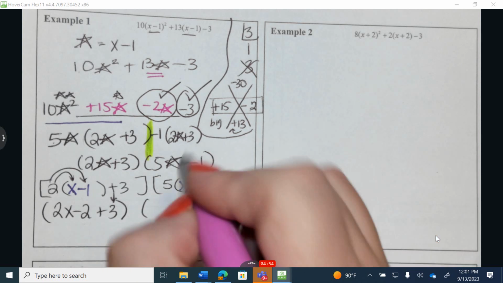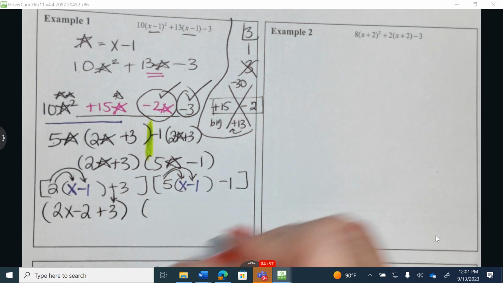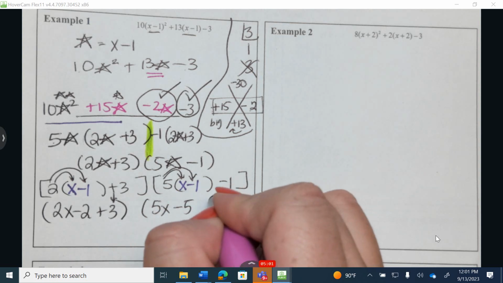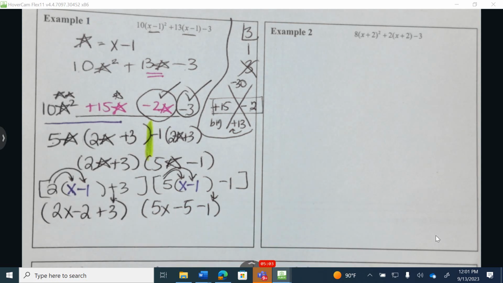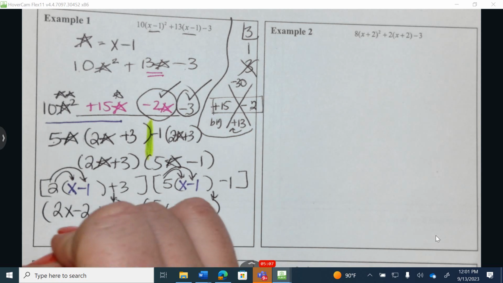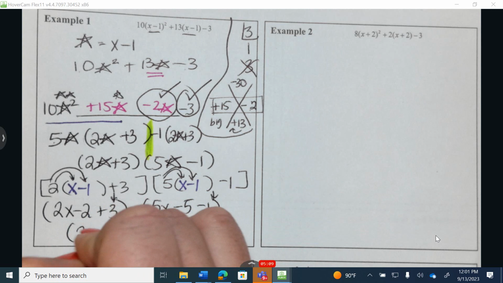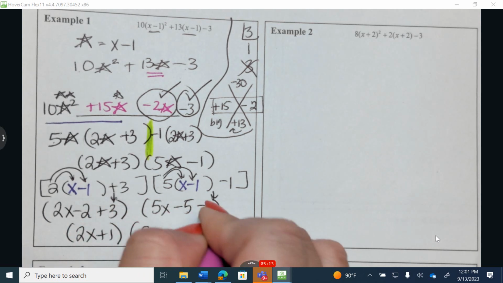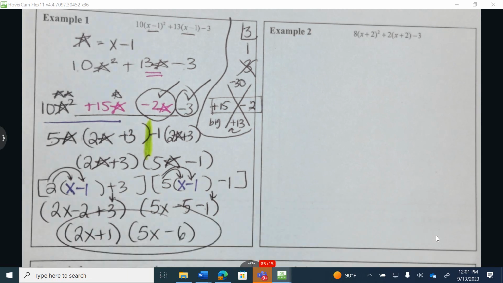I'm going to do the second parenthesis. I'm going to distribute, and then I'll go back and combine like terms. 5x minus 5, and then I bring down the minus 1. My very last step now is to combine like terms to get 2x plus 1 and 5x minus 6.